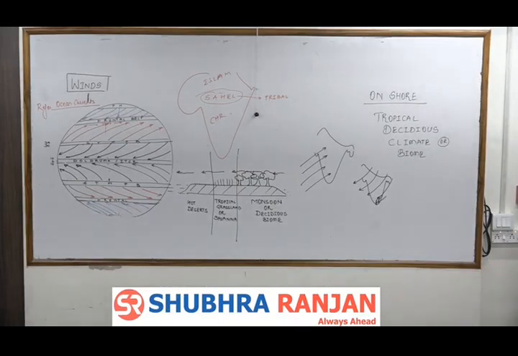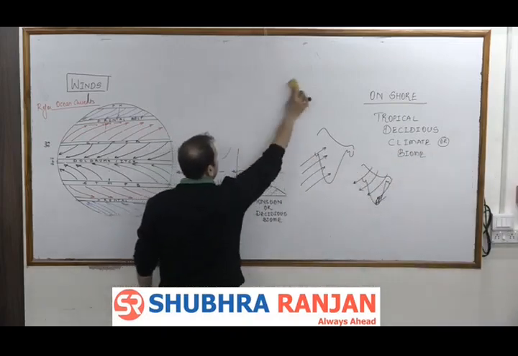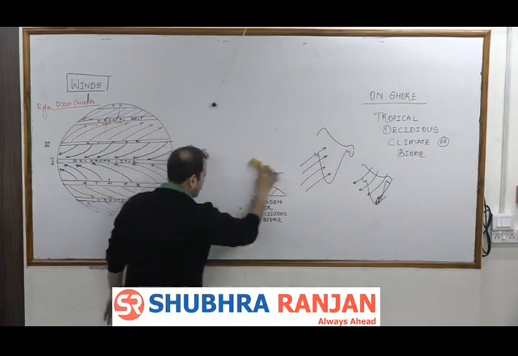It is said that the southwest monsoons of India are trade winds from the southern hemisphere. We'll do this point later on.